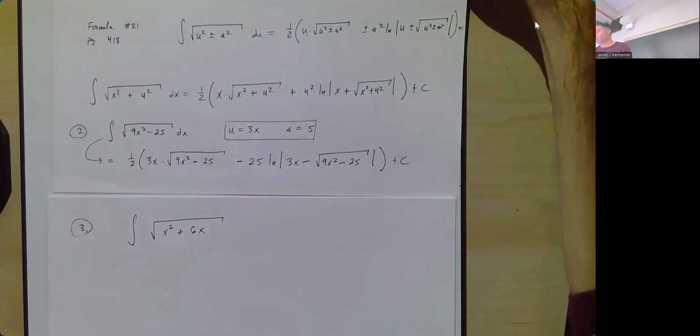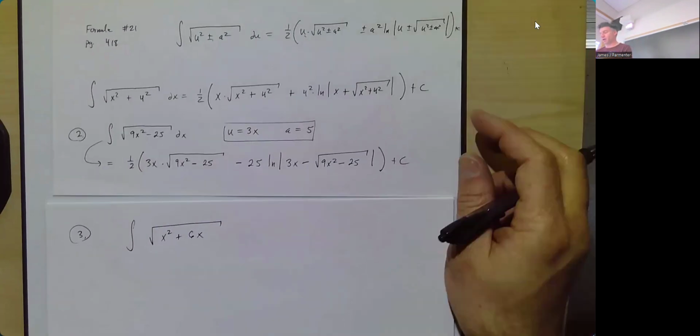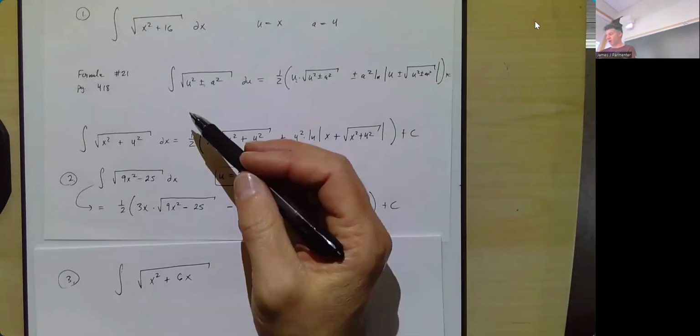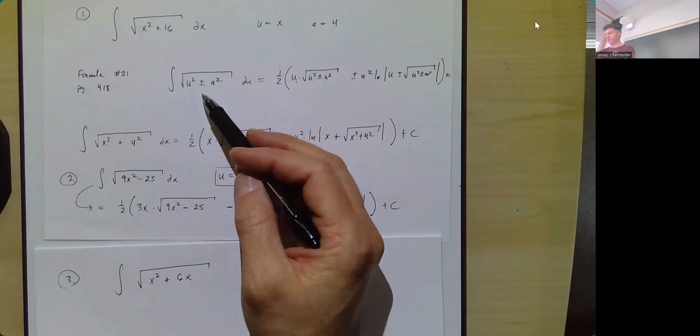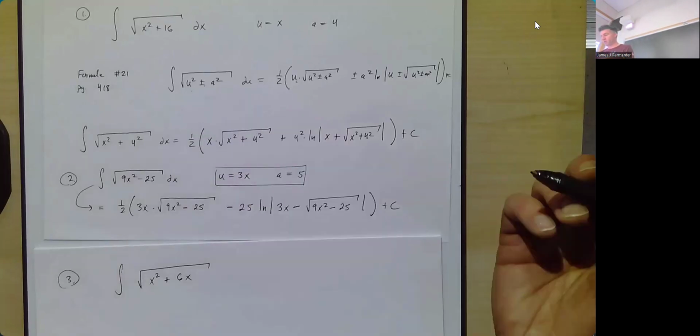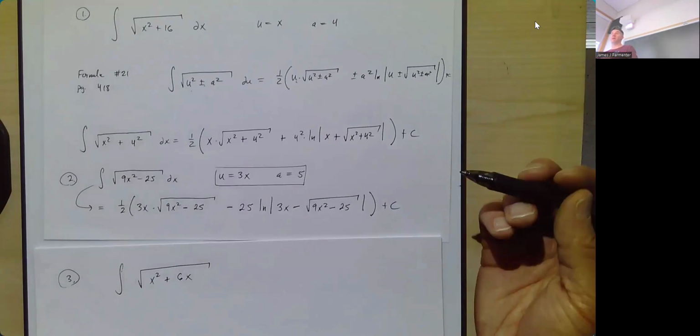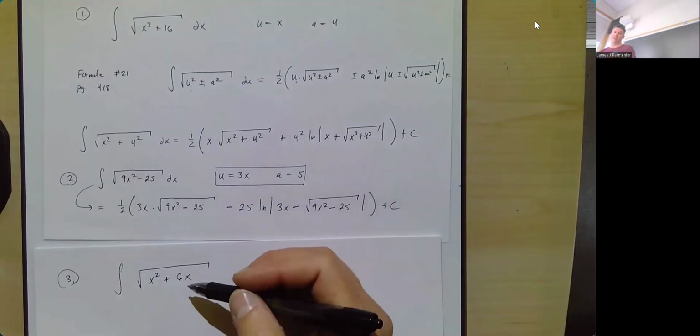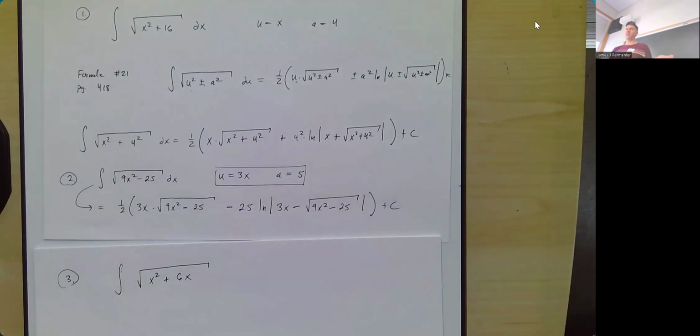So at first blush, it does not look like this formula should apply, right? I don't have the square root of u squared plus or minus something squared. Certainly not plus or minus some constant squared, right? Sure, 6x is something squared. It's the square root of 6x squared, but square root of 6x is not a constant.